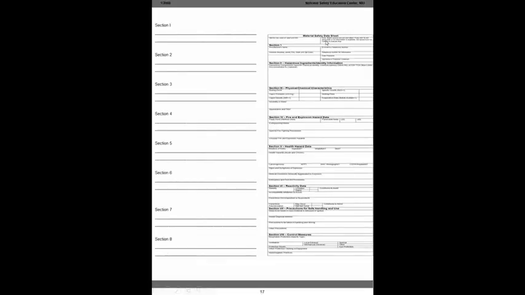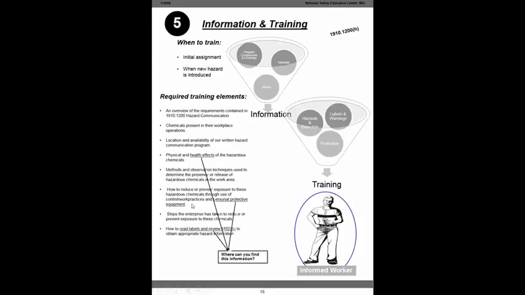Again, kind of a sample here of a material safety data sheet. I didn't make this an assignment either, but again, you could pick a chemical if you'd like and fill in the information. Then part 5, or the last part, is information and training. And you need to train somebody. It says on initial assignment, first time you're going to work with a chemical, you need to be trained properly. And then the only other time would be when a new hazard is introduced. So we bring a new chemical into the school or into the plant that people have to use. They need training on how to properly use it.